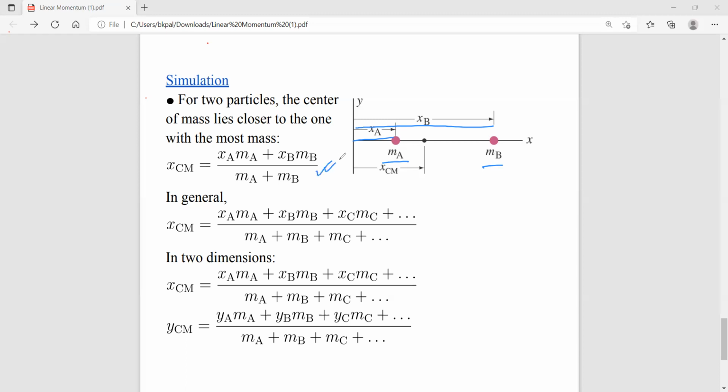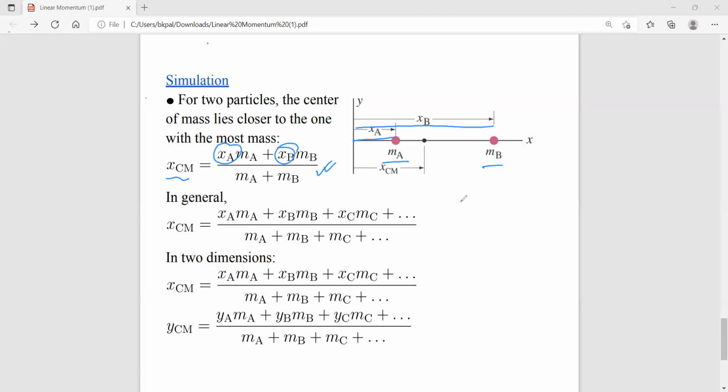Now, when we have a system like this, we need a reference line. You cannot arbitrarily determine XA. We cannot measure XA from an arbitrary point, right? So when we have a problem like this, we need a reference line, and from that reference line we have to measure XA and XB. And XCM will be measured from that reference line.